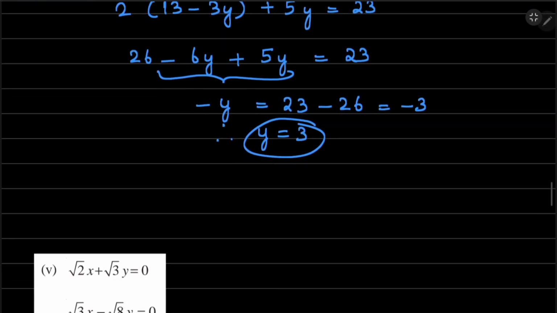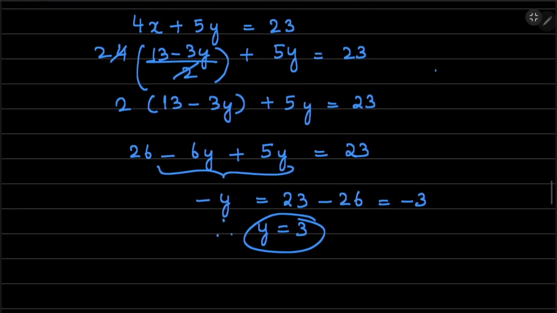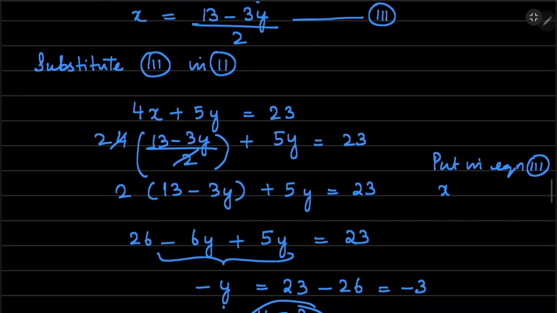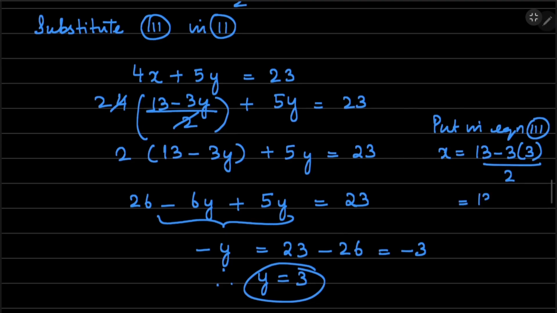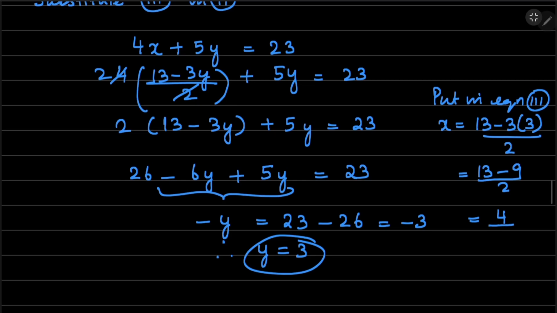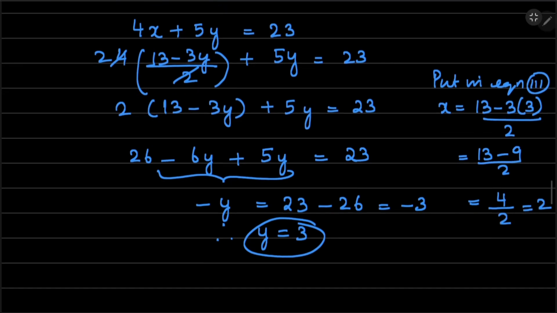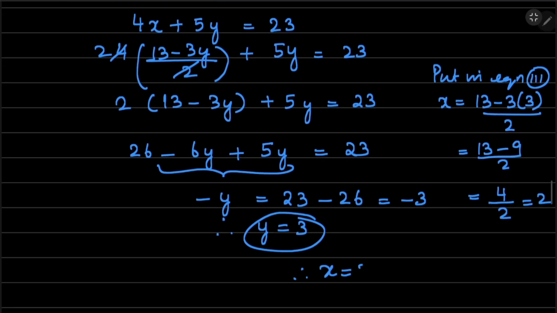Now this you can substitute in equation 3. So put it in equation 3. So what is your x here? x is equal to 13 minus 3 multiplied by y, which is 3, whole divided by 2. So what is it? 13 minus 9 by 2. What is 13 minus 9? It's 4. So 4 by 2, which is 2. So therefore you can write your final answer: x is equal to 2 and y is equal to 3 is your final solution using the substitution method.